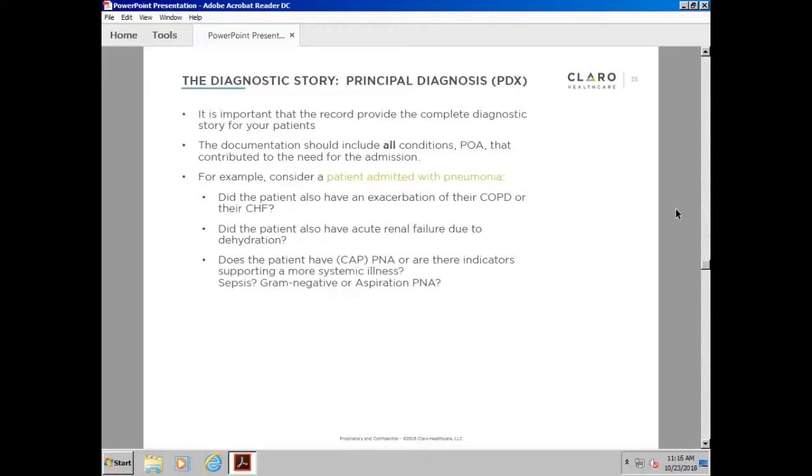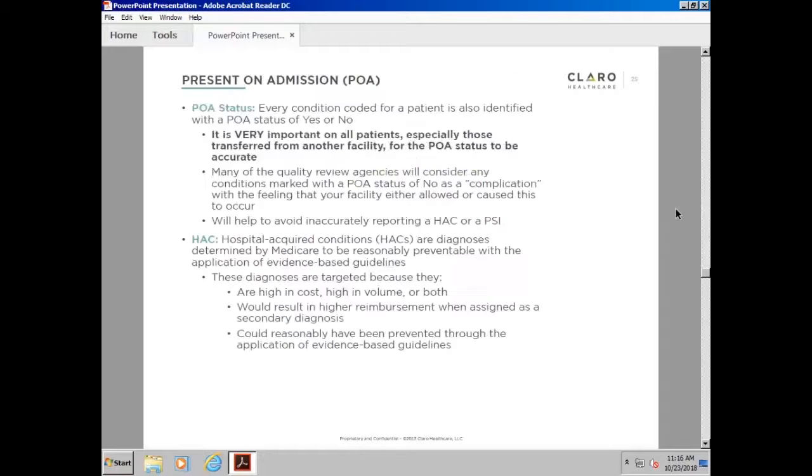But we understand that in the ED the physicians saw that they were complaining about calf pain, this, that, and the other. Because we have that documentation, we're able to capture it later on. So that diagnostic story is more complete for the POA status, et cetera. Present on admission, again, I was ahead of myself. That status is very important for those hospital-acquired conditions. We don't want to take credit for the baggage that patient brings in the door with them.